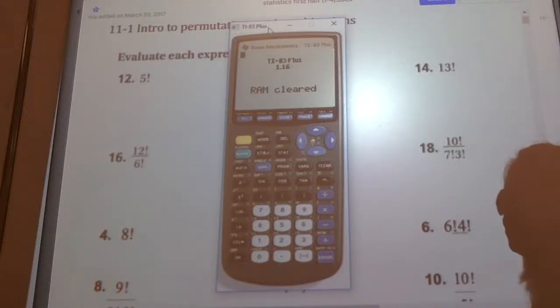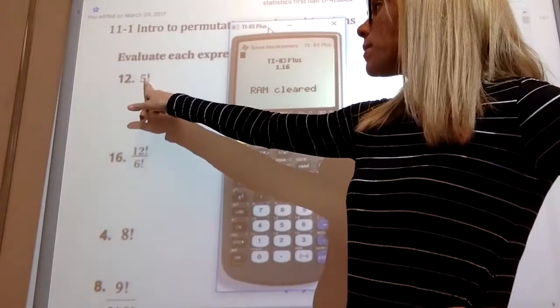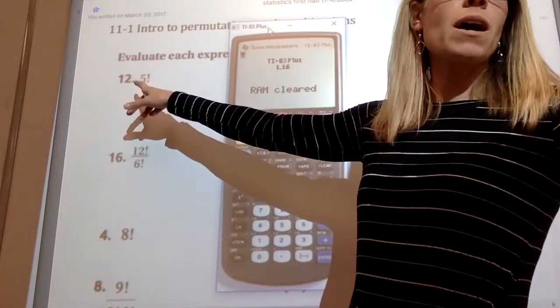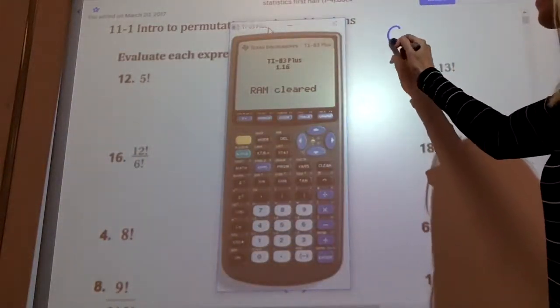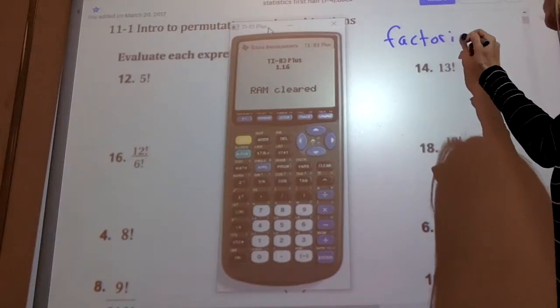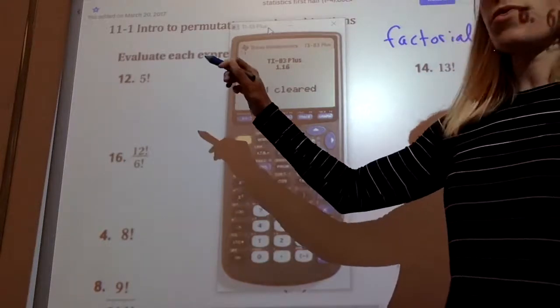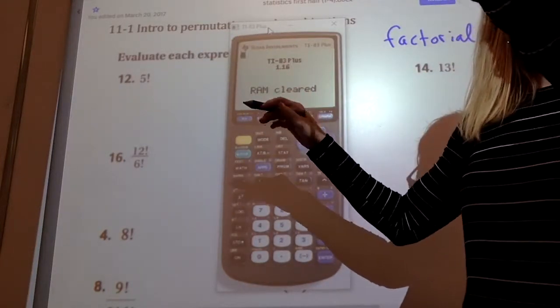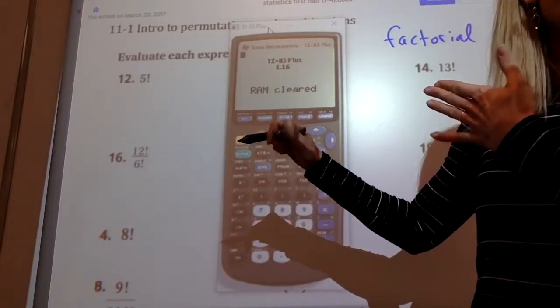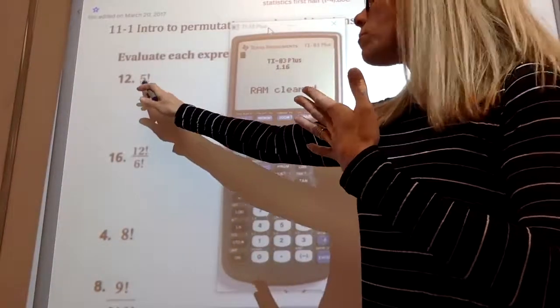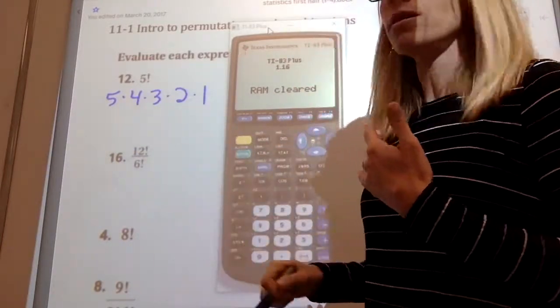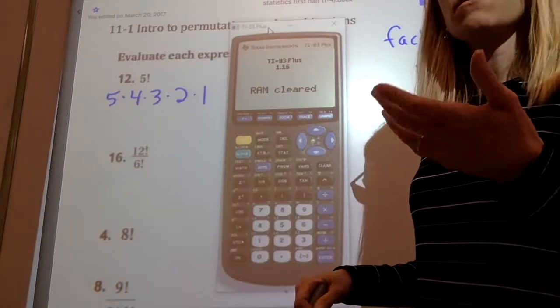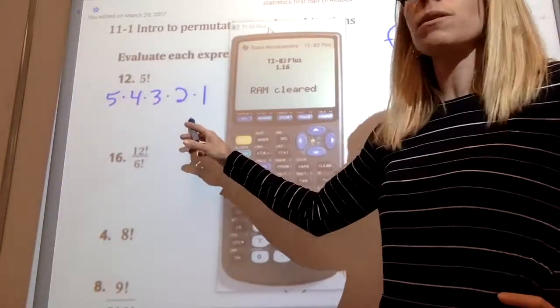One of the first things we're going to look at in our statistics packet here is this symbol. It looks like an exclamation point, but in mathematics we call that a factorial. A factorial means that you start with that number and you go all the way down to 1 multiplying. So what 5 factorial means is 5 times 4 times 3 times 2 times 1. It's called a factorial in mathematics, and that's what it means.